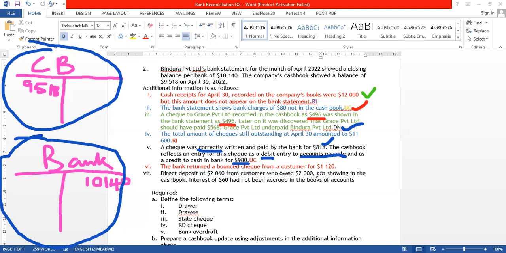The bank returned a bounced check from a customer for 1,120. So what does that mean? So what is being affected there? It's just the bank. True, credit.